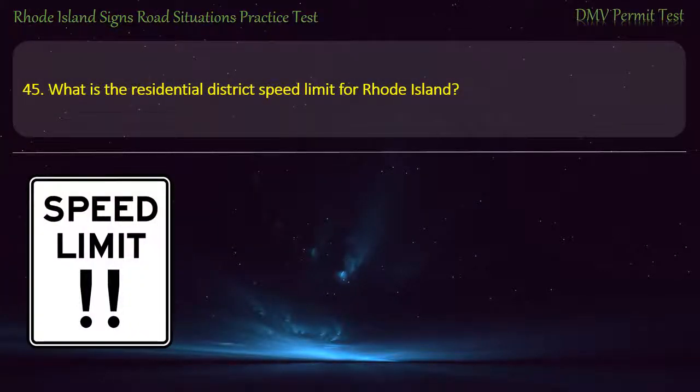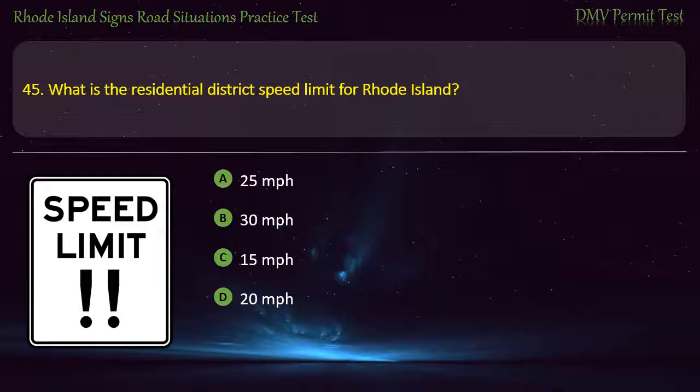Question 45. What is the residential district speed limit for Rhode Island? 25 miles per hour. 30 miles per hour. 15 miles per hour. 20 miles per hour. Answer. 25 miles per hour.